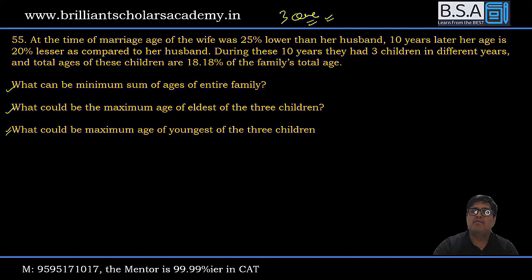What could be the maximum age of the eldest of the 3 children? What could be the maximum age of the youngest of the 3 children?